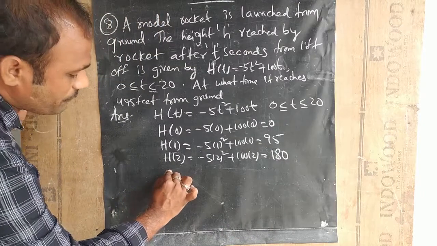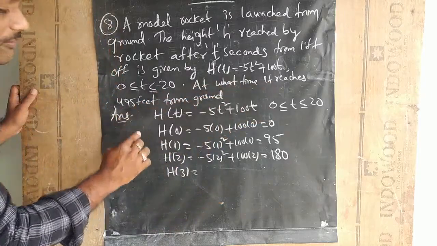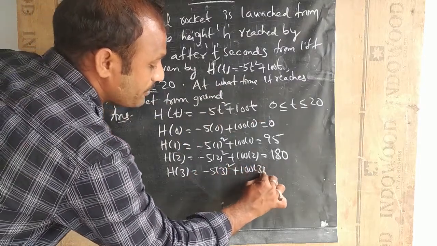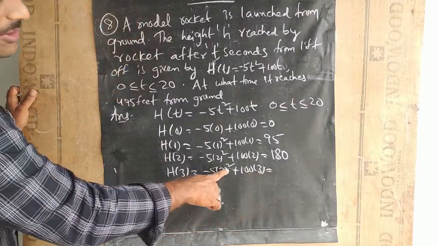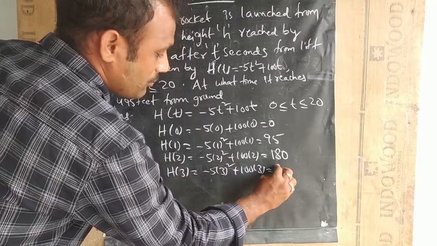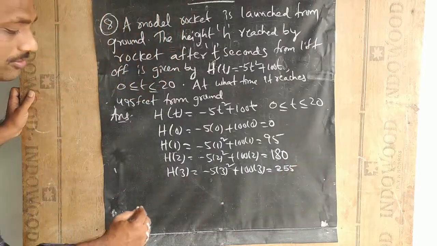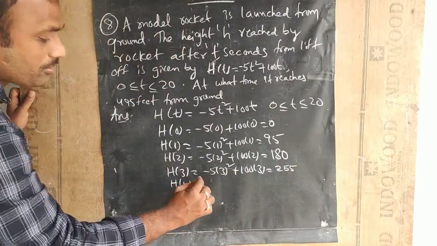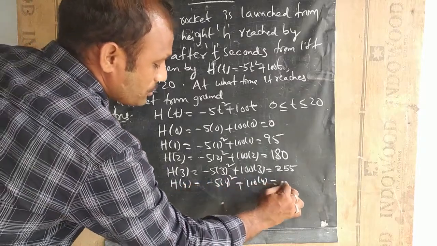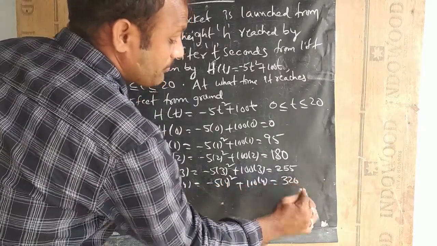Next, we will do h of 3. We have to keep on doing until we get the answer as 495 feet. So minus 5 into 3 square plus 100 into 3. So 300 minus, 3 square 9, 9 times 5 is 45. 300 minus 45 will be 255. So h of 4, which is minus 5 into 4 square plus 100 into 4. So 400 minus 80. 400 minus 80 is 320.